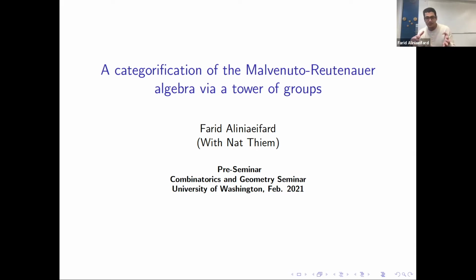So in this pre-seminar, I will try to give a sense of what is categorification in general. When we say we want to categorify a Hopf algebra, what does that mean? And I will try to do this one by categorification of the Hopf algebra of symmetric functions. So actually here, we don't talk about Malvenuto-Reutenauer. Later in the main talk, we will talk about Malvenuto-Reutenauer Hopf algebra.